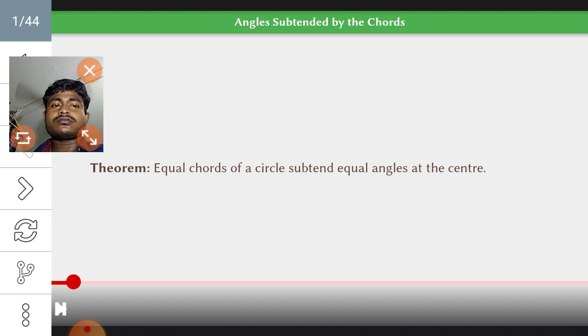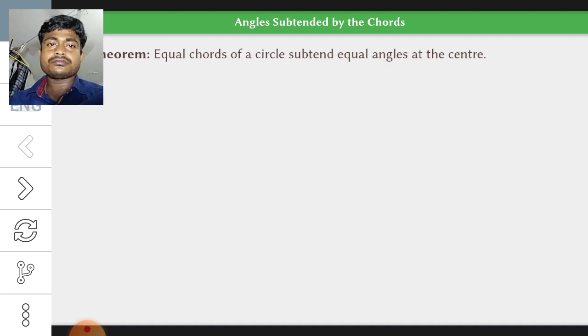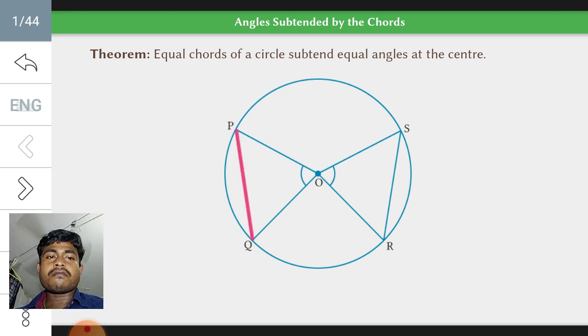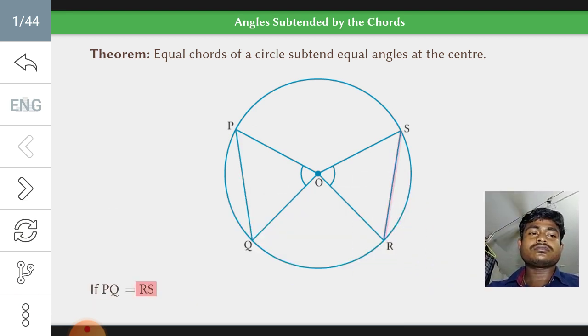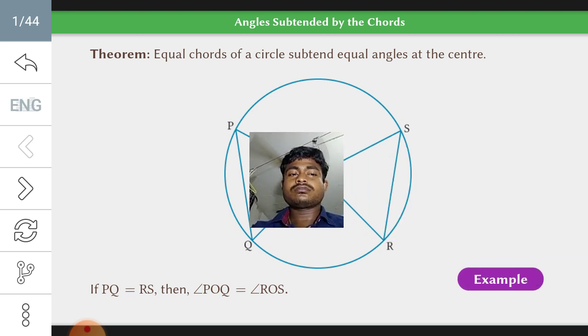Equal chords of a circle subtend equal angles at the center. Consider a circle with chords PQ and RS. According to the theorem, if the lengths of chords PQ and RS are equal, then the angles subtended by PQ and RS, which are angles POQ and ROS, are also equal. Tap the button to understand this better with an example.